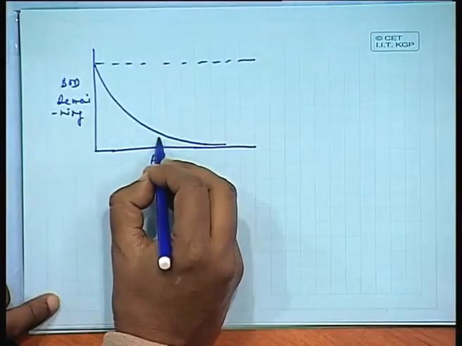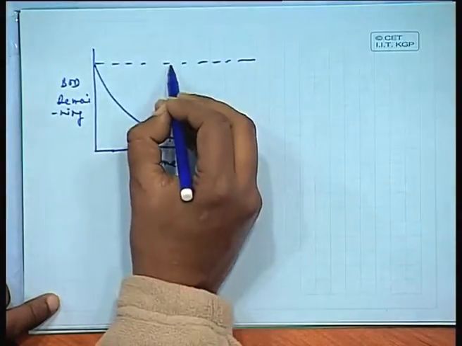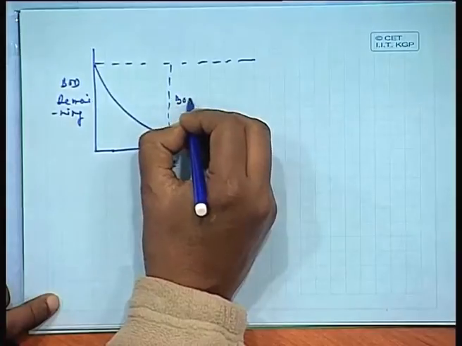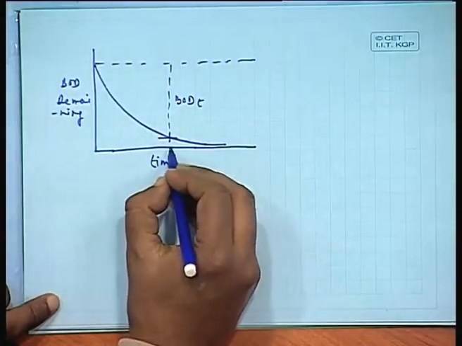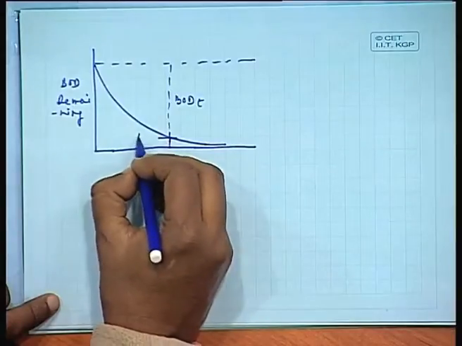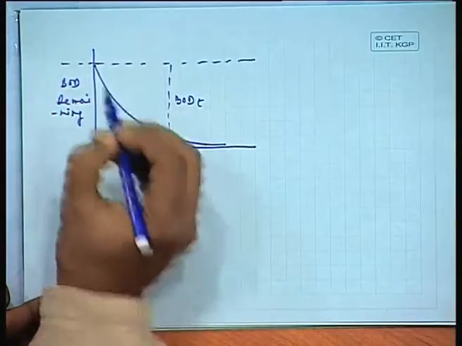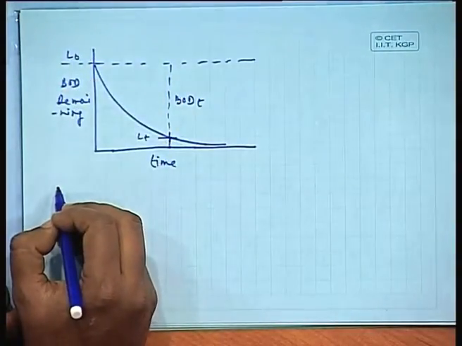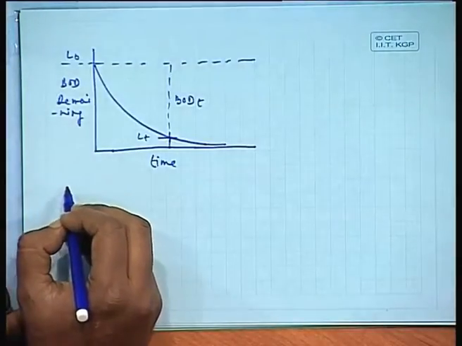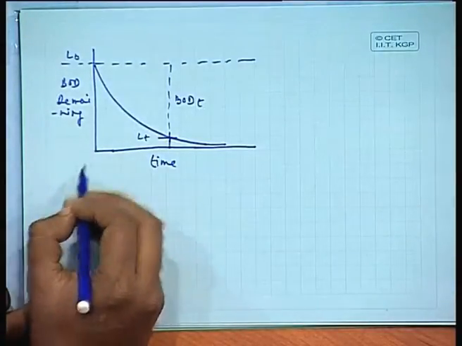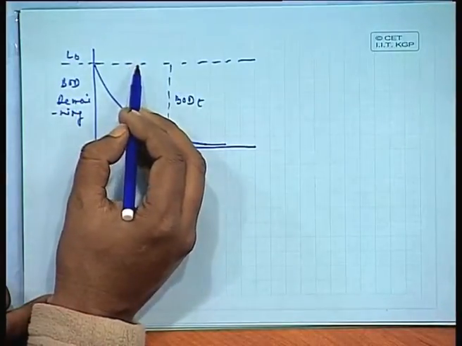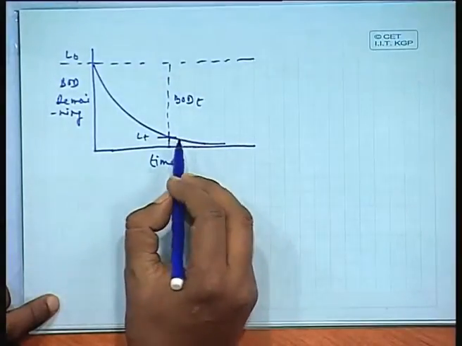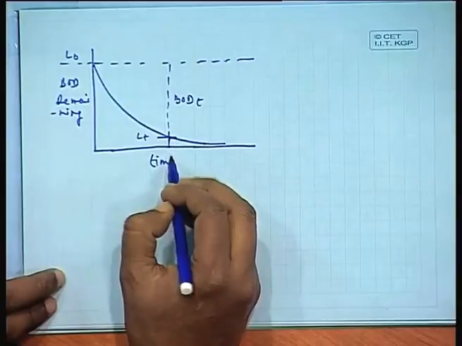The modeling part, as you can see: this one is BODt, this one is Lt, the remaining Lt. This is the ultimate demand at the start, so this is L0, the ultimate demand. Remember this, don't confuse it with the saturated value of oxygen. These are two different things.